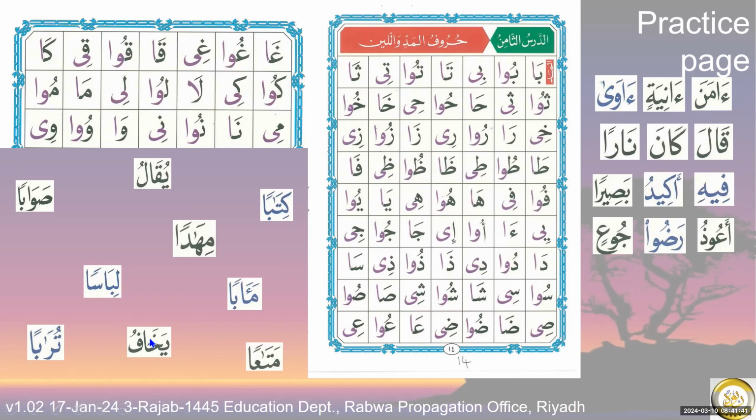Yakhafu, this is an Alif Mad or Madal Asli. Libasan, this is an Alif Mad or Madal Asli. Sawaban, this is Alif Mad or Madal Asli. Yuqalu, this is Alif Mad or Madal Asli. Is it clear?